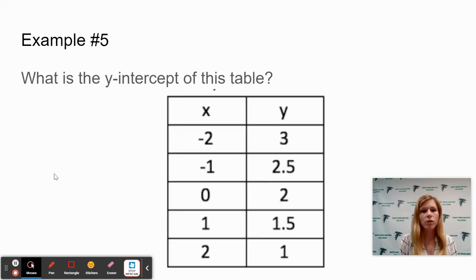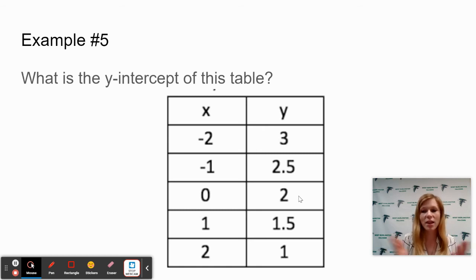Example number 5. What is the y-intercept of this table? So again, I want to see where is 0 in my input, my domain, my x values. So I go down, I find 0 about halfway through. Across from it is 2. So my y-intercept is 2. So if I were to plot this point, I would go up on the y-axis and draw my point on 2.